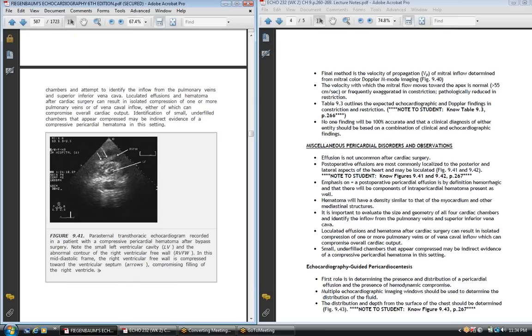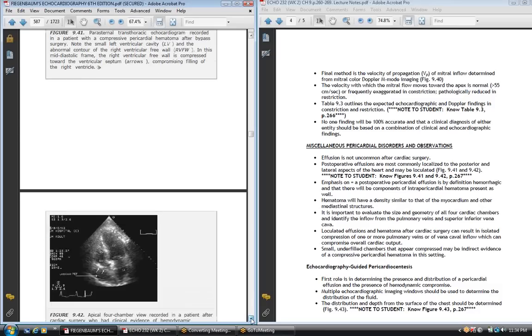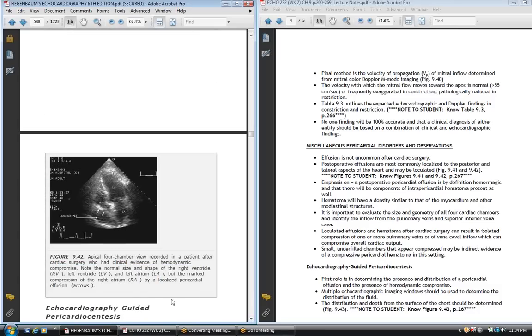See the effusion out here? Effusion down here in the bottom. Let's go look at 942. Pericardial effusion localized down here by the right atrium.